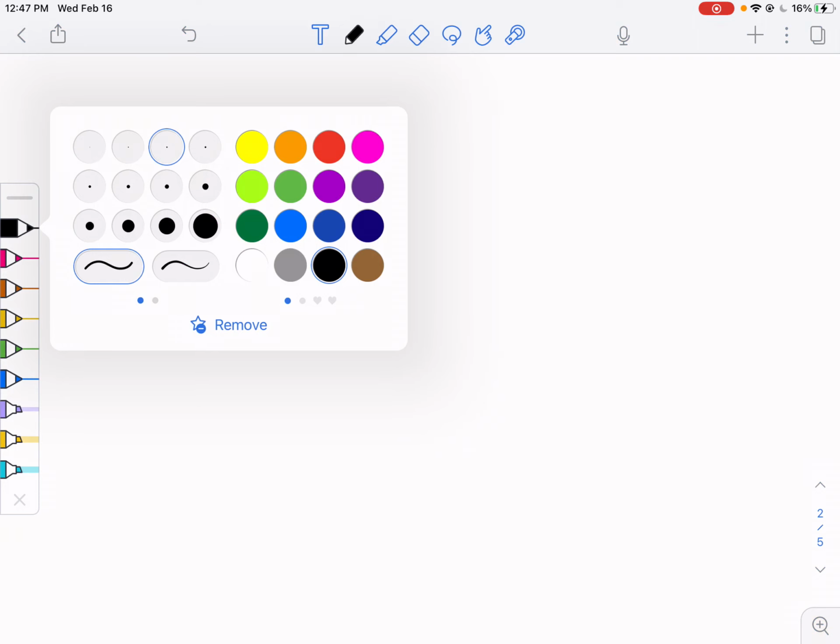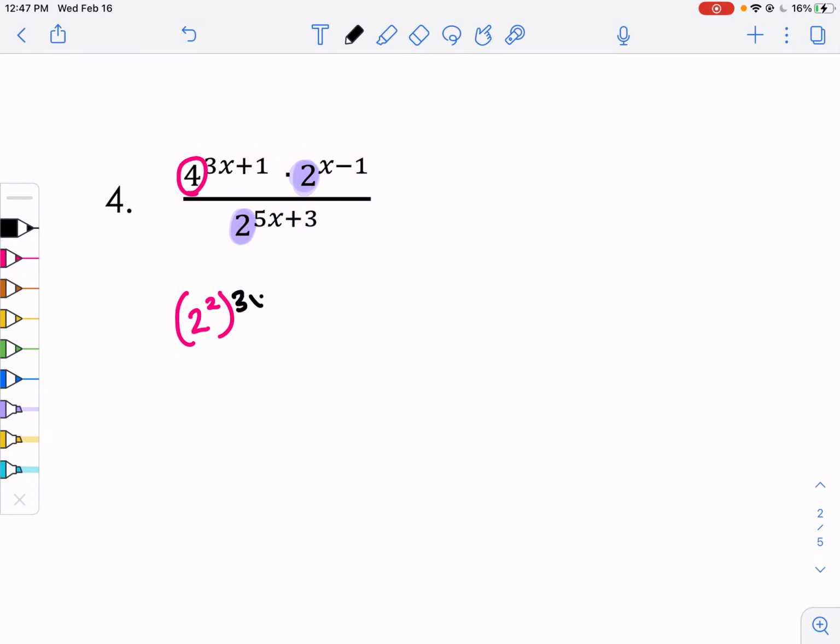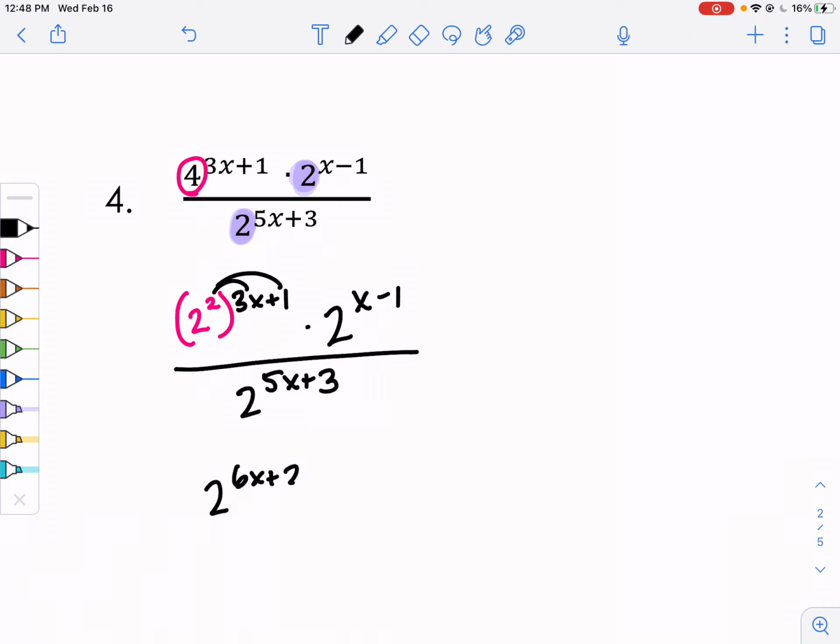That allows me to say, okay, I have 3x plus 1 still outside, and then I'm just going to copy down the rest of the problem, right? Same exact problem. I just changed my 4 into a 2 squared, right? So we can be flexible in that way. That allows me to use my power rule. So I'd have 2 to the 6x plus 2 times what we had from before.